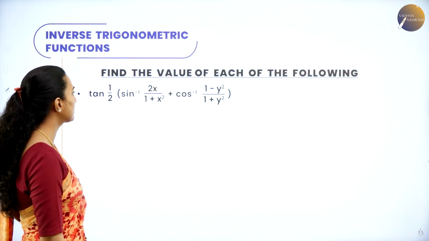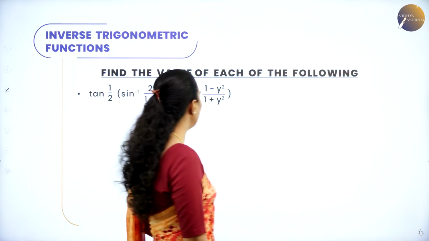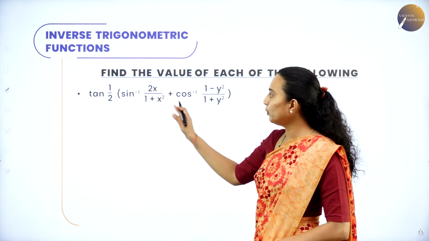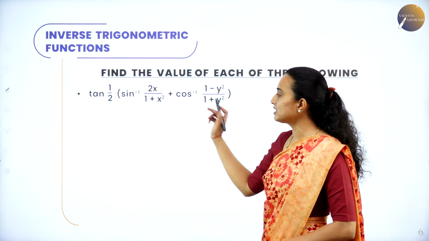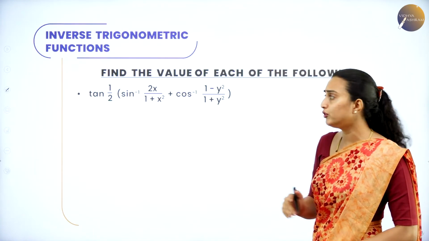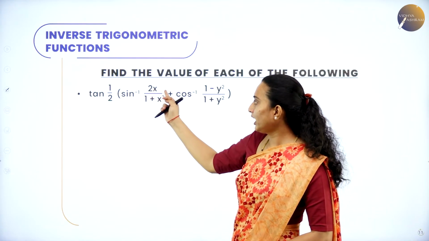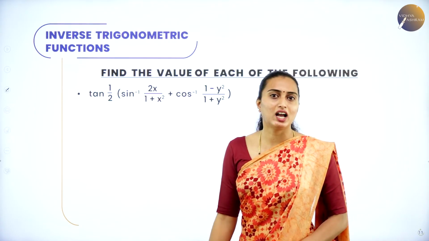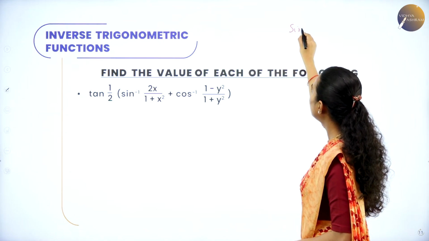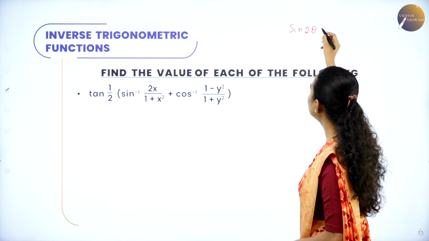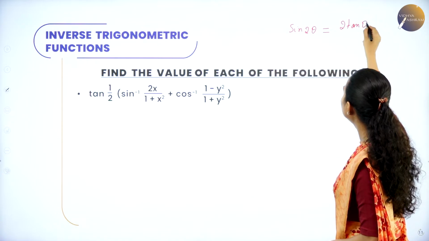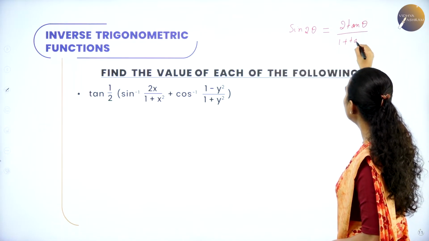Okay. Next, we'll be moving on to: find the value of each of the following. So, here tan of 1 by 2 into sine inverse of 2x divided by 1 plus x squared, plus cos inverse of 1 minus y squared divided by 1 plus y squared. Here, student, if you observe, what is 2 tan theta divided by 1 plus tan squared theta? It is sine 2 theta. So, that formula I am going to write as sine 2 theta is nothing but 2 tan theta divided by 1 plus tan squared theta.